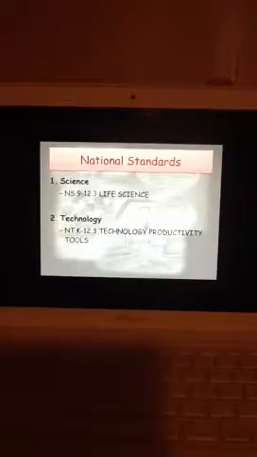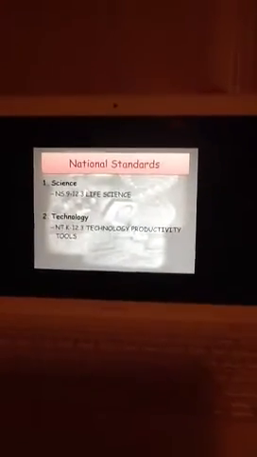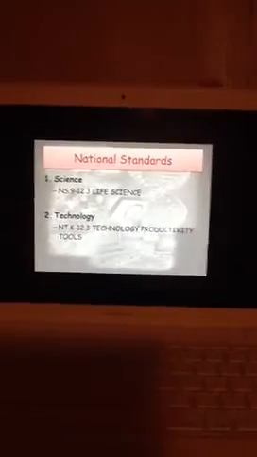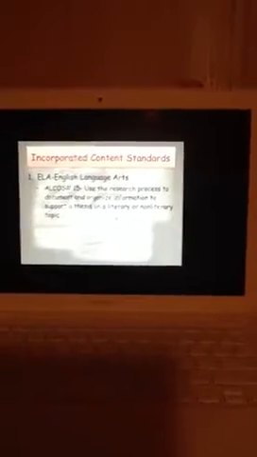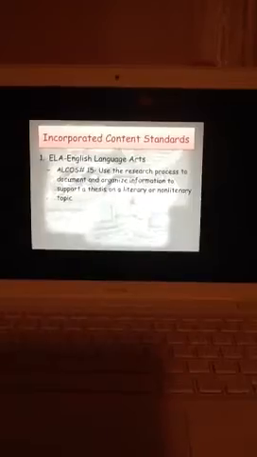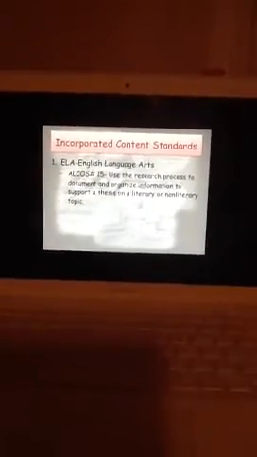The national standard I have for sciences deals with life science, and the technology national standard deals with technology productivity tools. I have also incorporated the English language arts standard, which is to use the research process to document and organize information to support a thesis on a literary or non-literary topic. This is something I would think would be standard in most classes, and of course, writing is going to be involved in anything that you do.